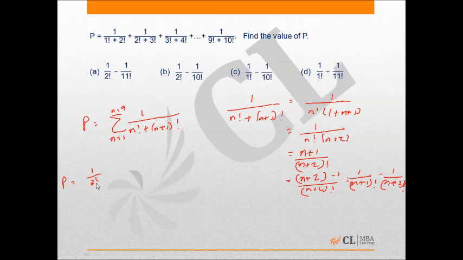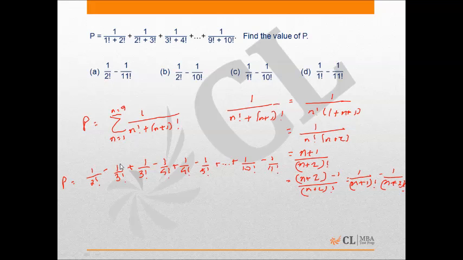1 upon 2 factorial minus 1 upon 3 factorial. Similarly, the second term would become 1 upon 3 factorial minus 1 upon 4 factorial. Third term 1 upon 4 factorial minus 1 upon 5 factorial. And the last term would become 1 upon 10 factorial minus 1 upon 11 factorial.